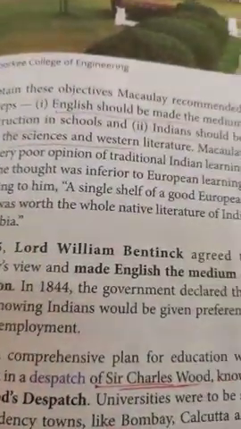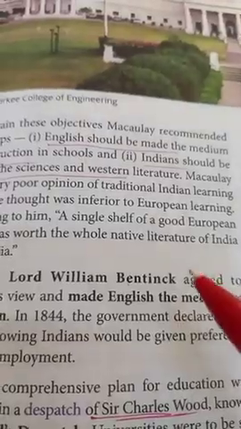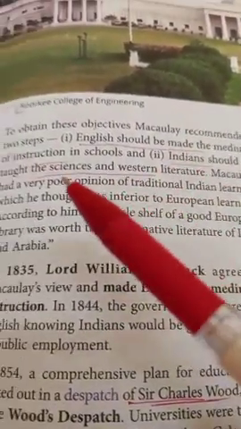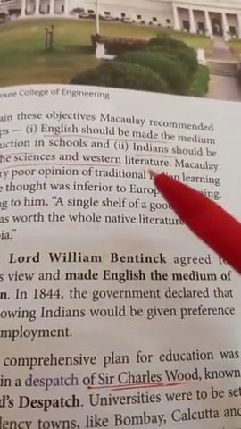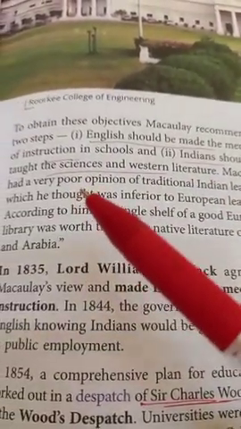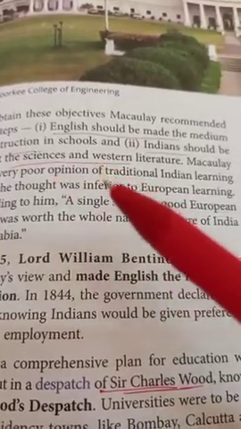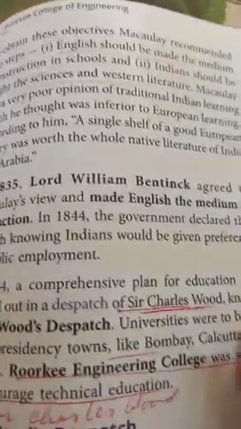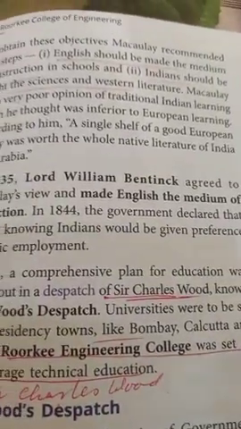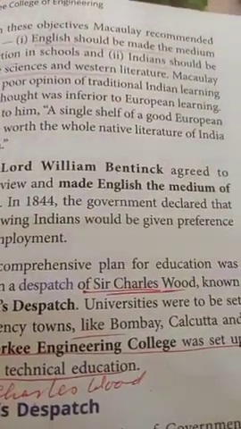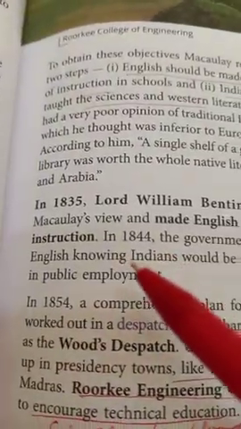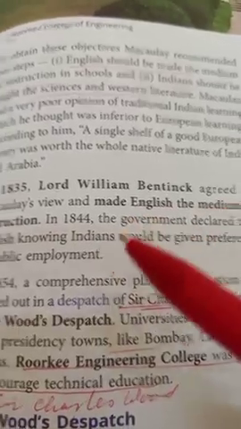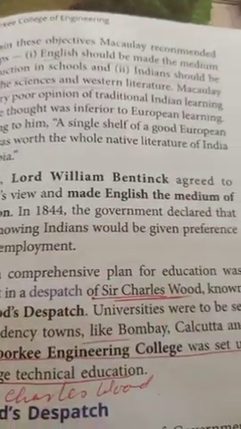Soon Macaulay recommended a few reforms and steps. English should be made the medium of instruction in schools. Indians should be taught the sciences and Western education, and so on. Lord William Bentinck agreed to this, and Governor General William Bentinck made English the medium of instruction in India.